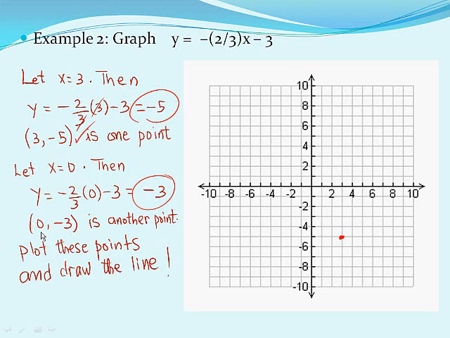Then we have the second point, (0, negative 3). So x equal to 0, y equal to negative 3 will be placing the point up here. Once we do that, we need to join this by a straight edge. So the line will be going like this.